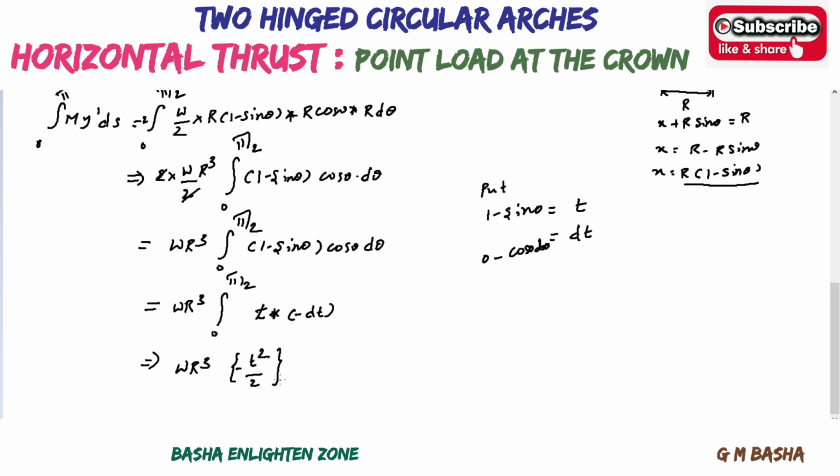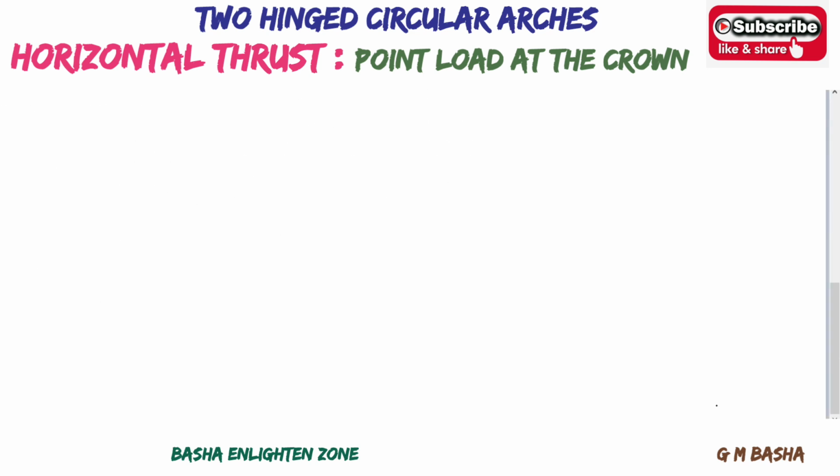Okay. That is 0 to pi by 2. Okay. And again simplify this one. So that one will be equal to, again I am writing the same value, and again I will integrate here, minus t square by 2. Okay. Again take down the common term outside, that is w r cube by 2.